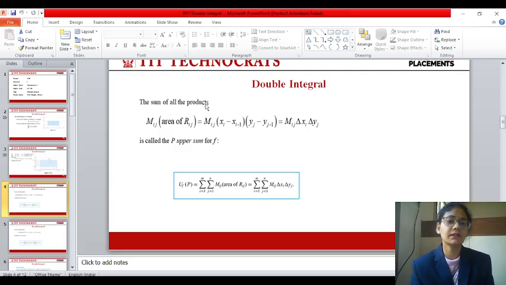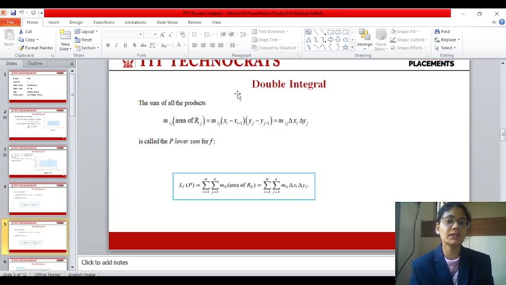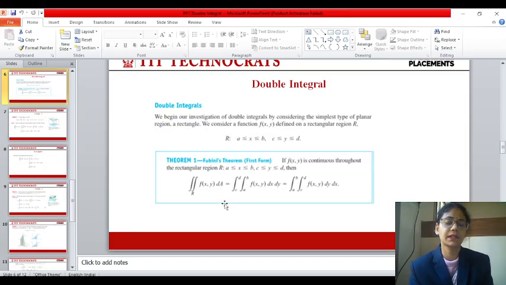Now here we calculate the lower sum and upper sum. The upper sum is the area of Rij multiplied by the maximum value. This is known as the upper sum, and the lower sum is the smaller values multiplied by the area of this. So that is the topic of the Riemann sum. We can see the upper Riemann sum and lower Riemann sum. If they are equal, then we calculate that as the area under that given particular region.